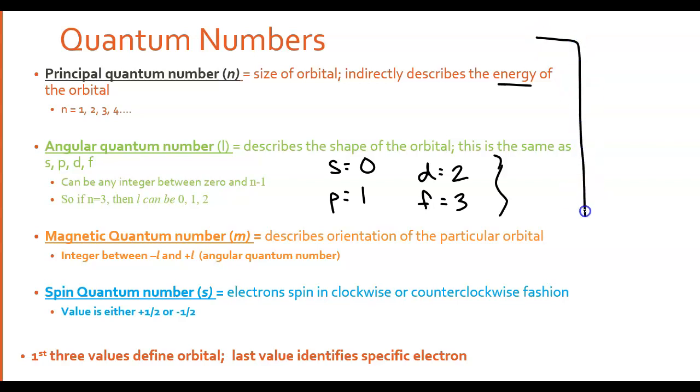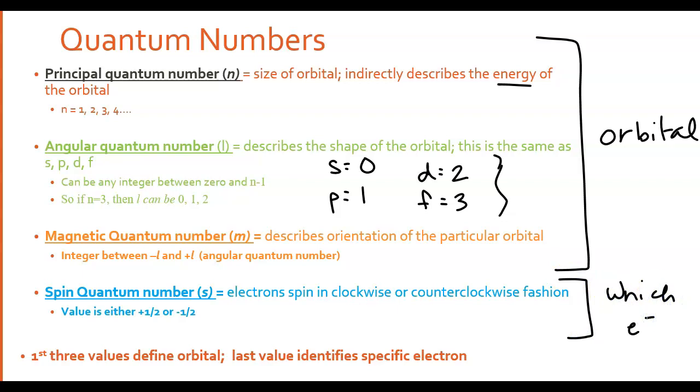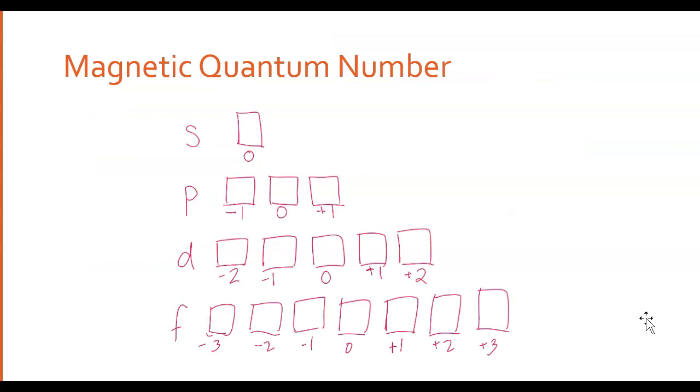For these first 3 numbers, these ones specify the orbital that the electron is found in. The last one will tell you specifically which electron it is. So inside of each orbital, there can be 2 electrons. So the last quantum number tells you if it's spin up or spin down, or spin clockwise or counterclockwise. And so we use the value of +½ or -½.